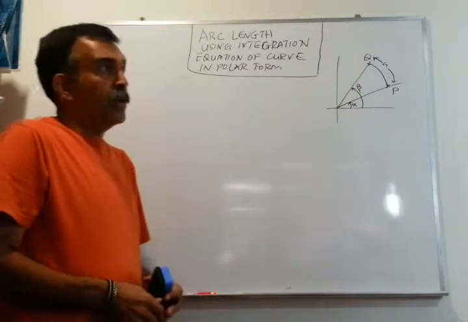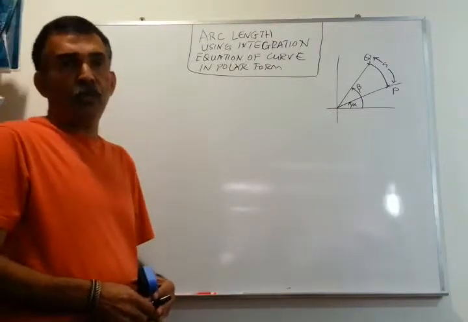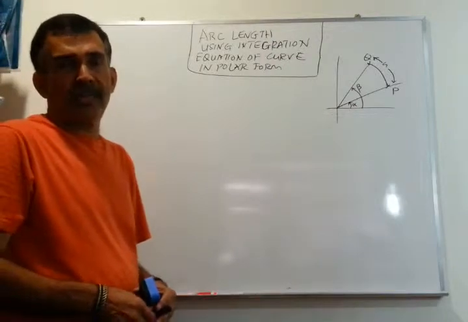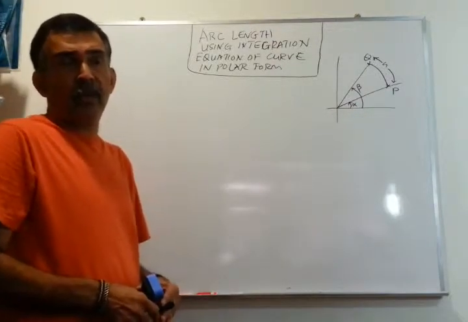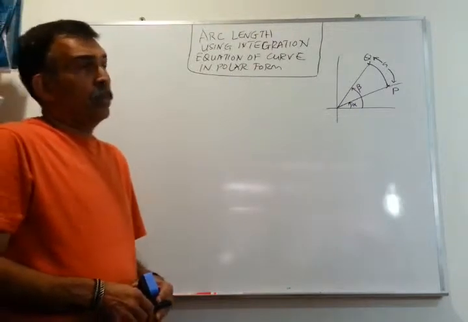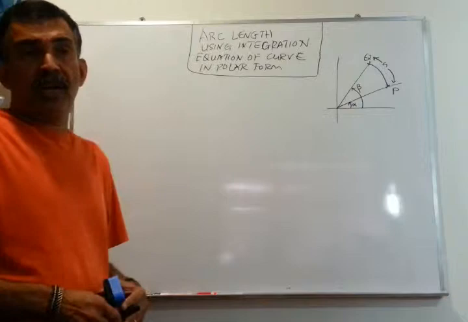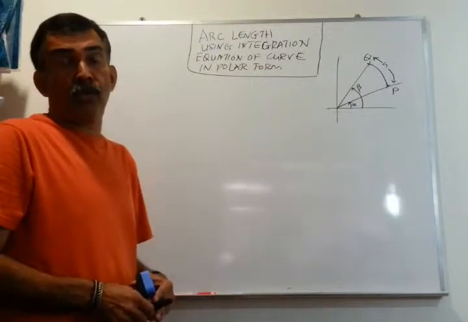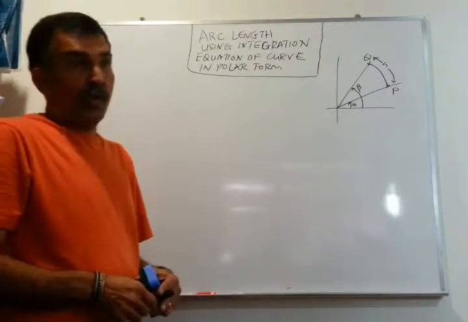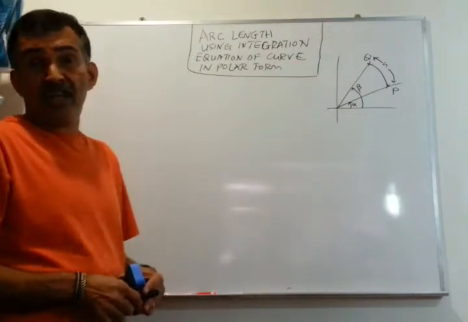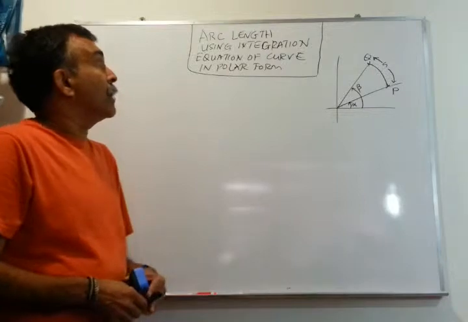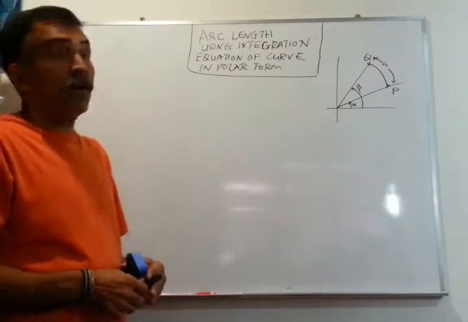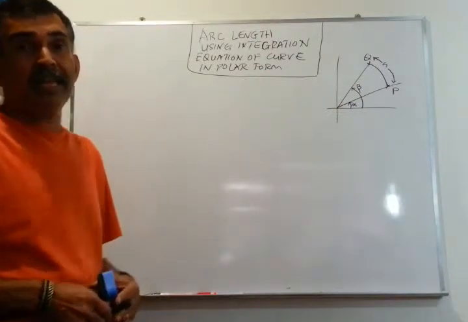I am Ravi Menon. We want to continue with part two of a discussion. The last time around in part one, we talked about using integration to find arc length. In part one, we talked about equations of curves given in Cartesian form and in parametric form, and we derived some formulas to find arc lengths. So in this part two, which is an extension of the previous video, we want to talk about finding arc length using integration again, except that now the equation of the curve is going to be given in polar form.